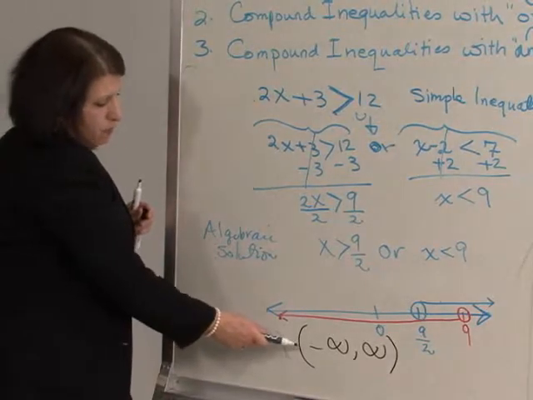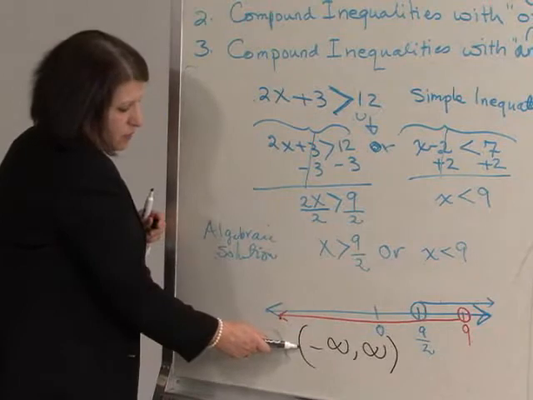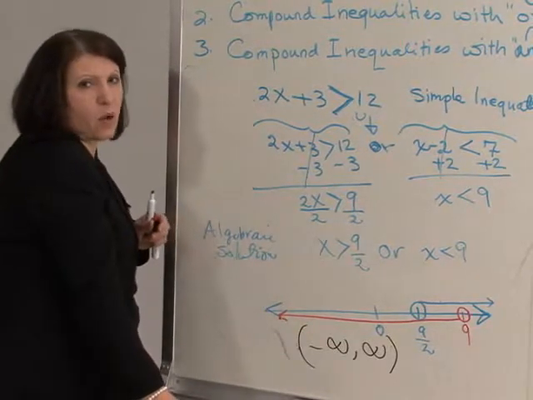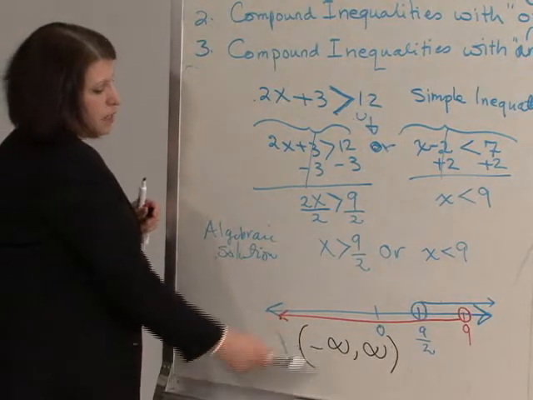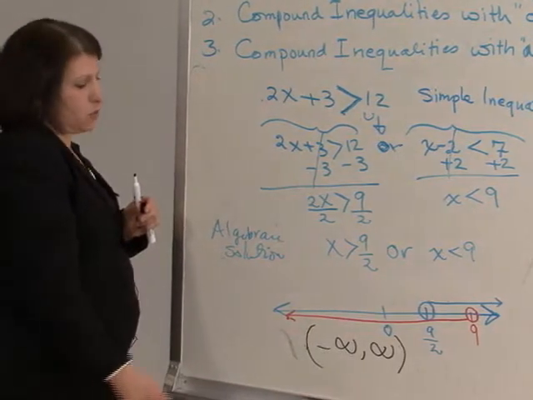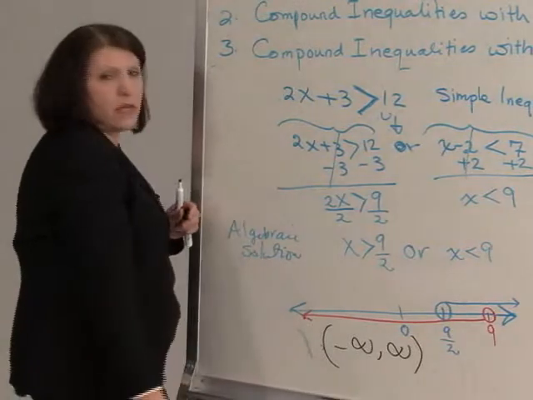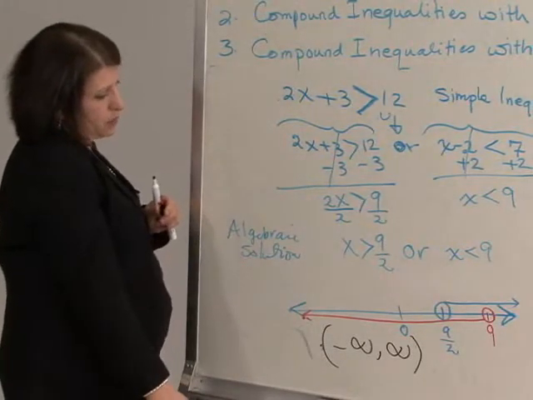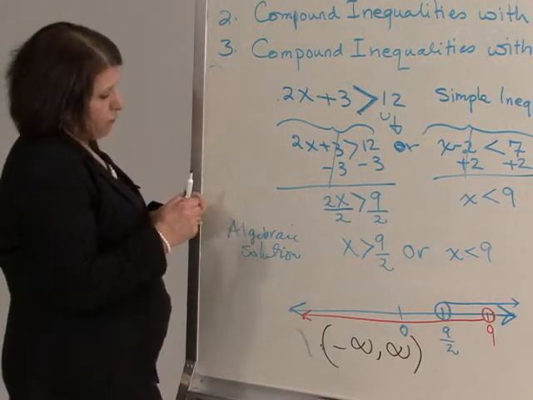Remember that for negative infinity and infinity, we have to use the parentheses because negative infinity and infinity are open-ended. We don't know exactly what negative infinity and infinity are, so we can never include them in the solution. So we can never use brackets. We have to use parentheses. So we're done for this one.